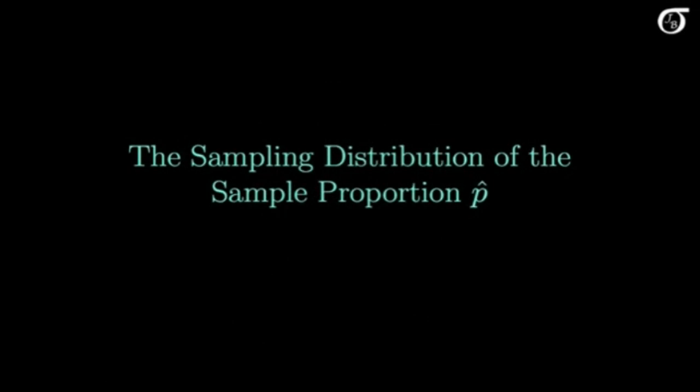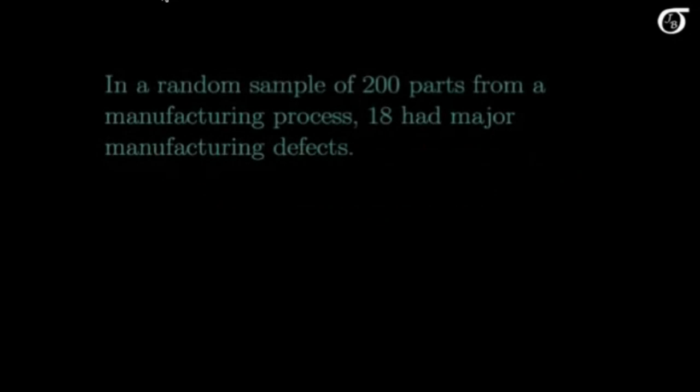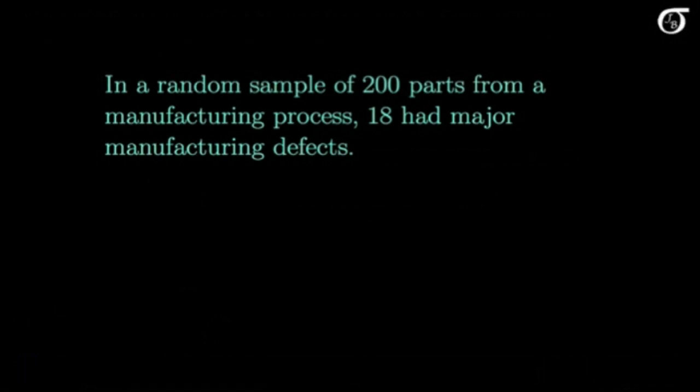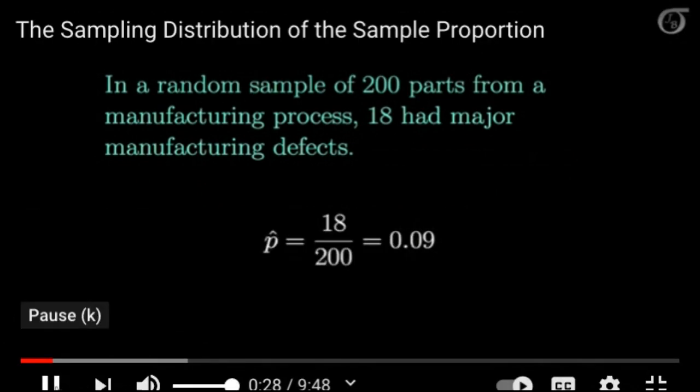Let's look into the sampling distribution of the sample proportion P hat. Here's a quick example. A random sample of 200 parts from a manufacturing process, 18 had major manufacturing defects. Here P hat, the sample proportion, is 18 out of 200, or 0.09. P hat represents the proportion of individuals or objects in the sample that have a certain characteristic.